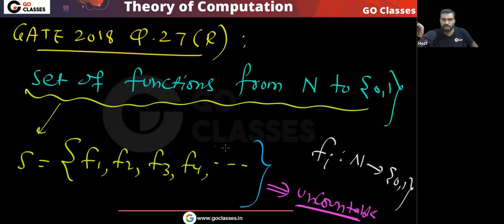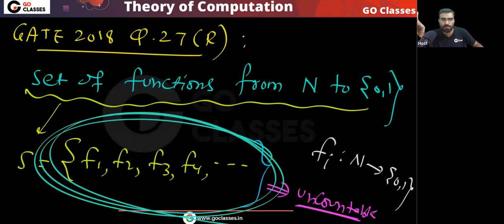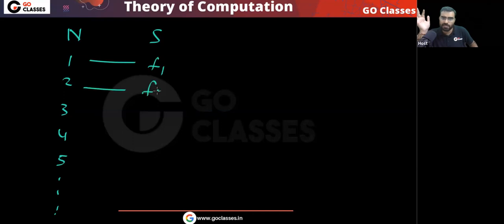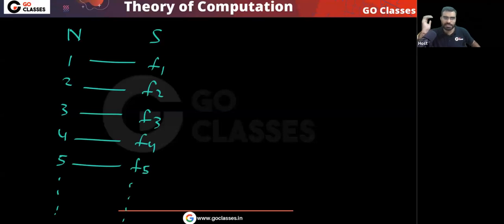The proof was actually quite interesting. First you assume this is countable. If this is countable, then there exists a bijection, right? Yes or no? If you assume this was countable, then there exists a bijection. This type of bijection is there.